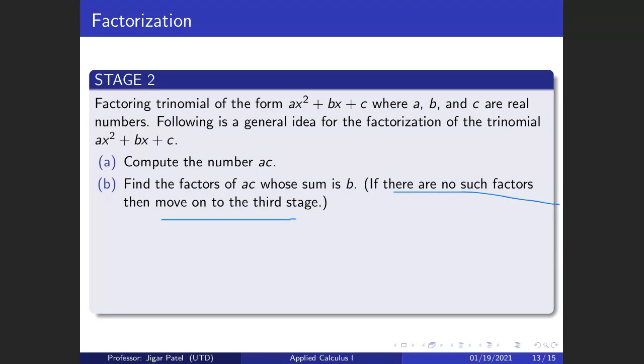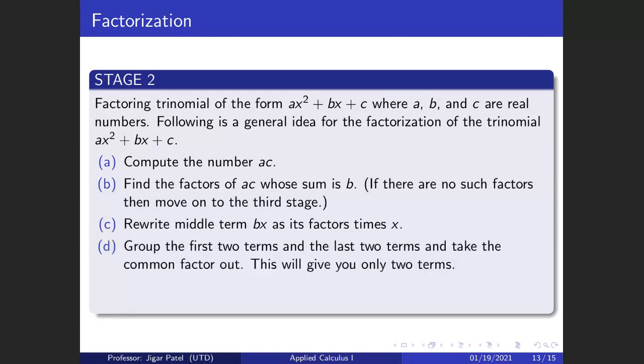Okay. Once you get factors of AC whose sum is B, I want you to break the middle term Bx into two like terms based on its factorization. All right. So rewrite the middle term Bx as its factors times x. So I'm converting a three-term expression into a four-term expression by simply breaking the middle term into two like terms. What I want you to do next is group the first two terms, group the last two terms, and take the common factor out. So we are indeed doing the common factor idea here as well, right?